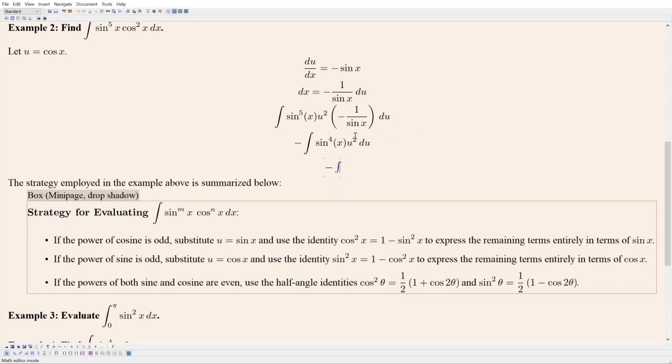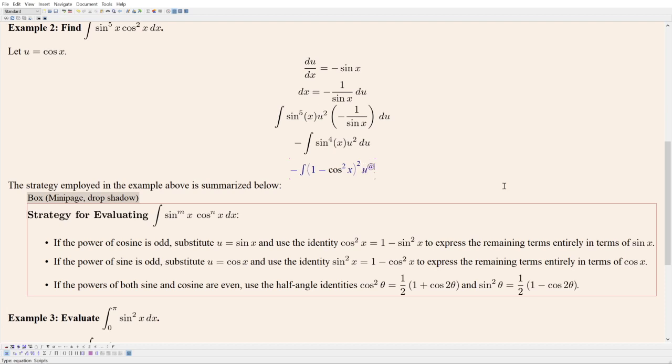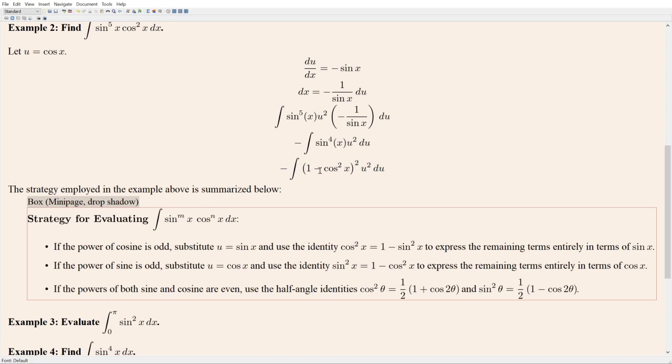So, sine to the power 4, well, that's sine squared squared, right? So this is 1 minus cosine squared, squared. Now, why would we want to rewrite this to be in terms of cosines? Well, because I let u equal cosine. So what we have here is 1 minus u squared.